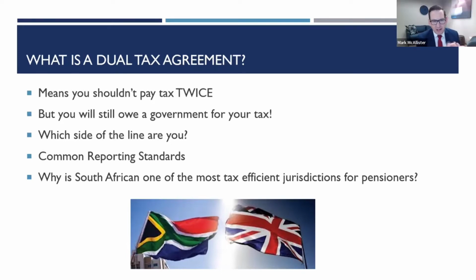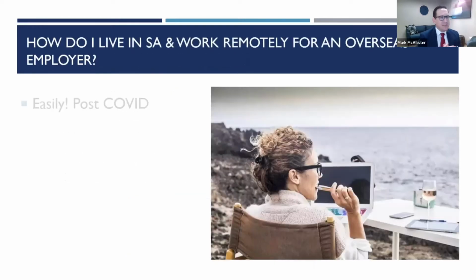Okay, but it's not all bad news. One of the things I'm a big fan of promoting is the good news stories. South Africa, for those that don't know, is one of the most tax efficient jurisdictions. If you've worked abroad and accumulated a pension structure outside of the Republic of South Africa, you can actually benefit from a 0% exemption when you come to retire if you're structured correctly. So it's not all bad news. But let's move on then.